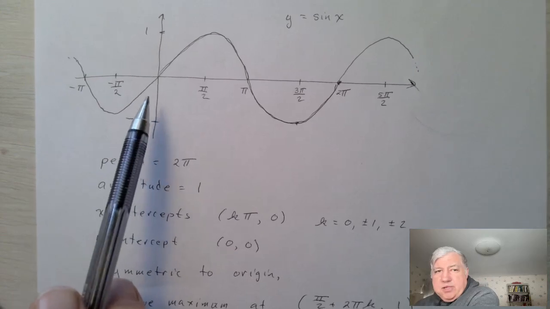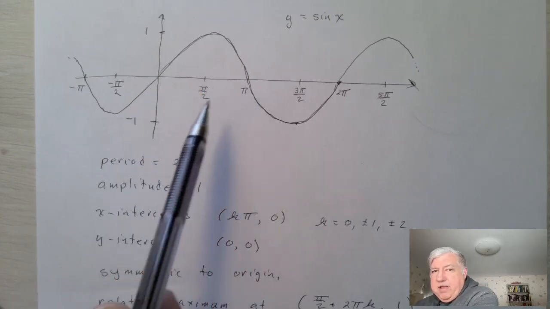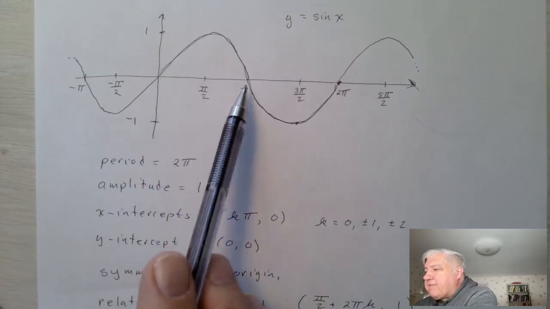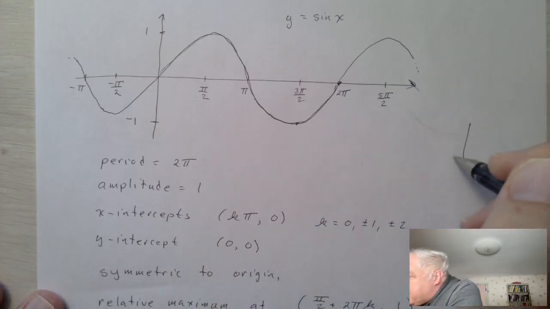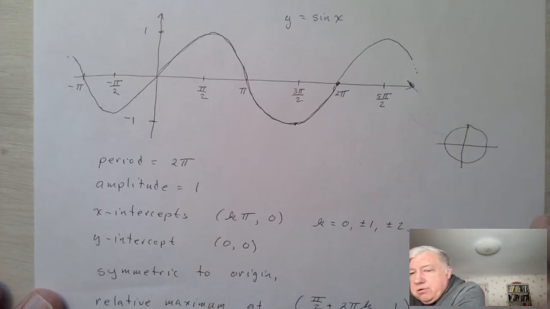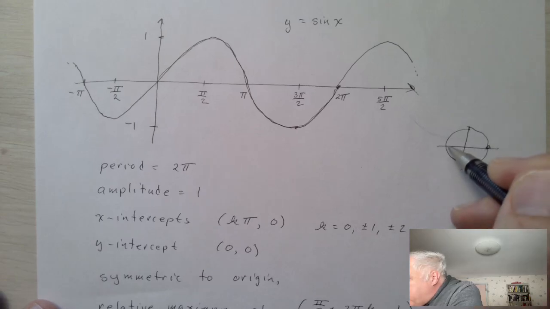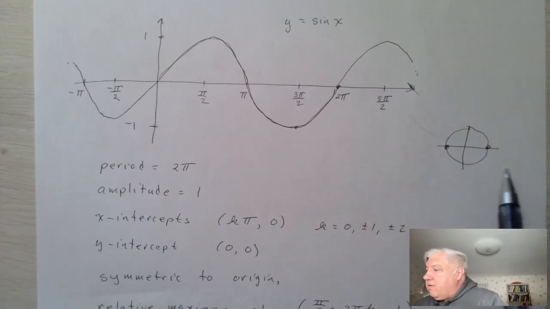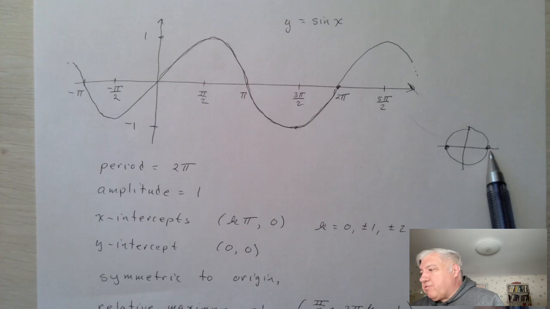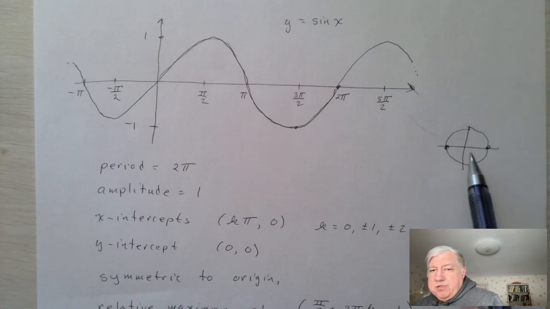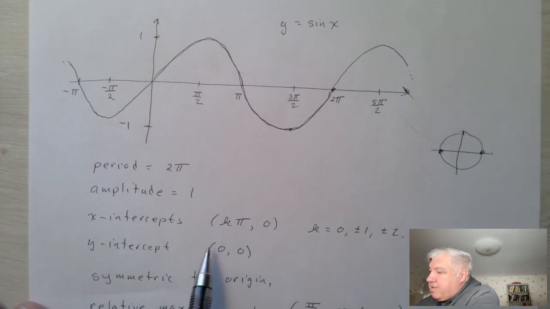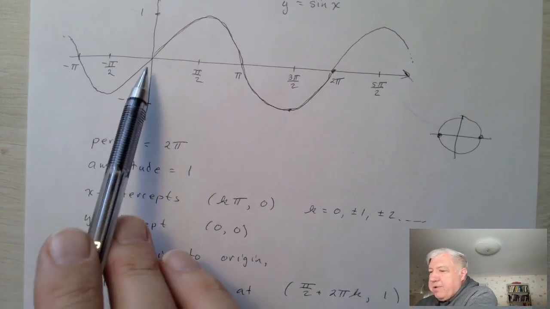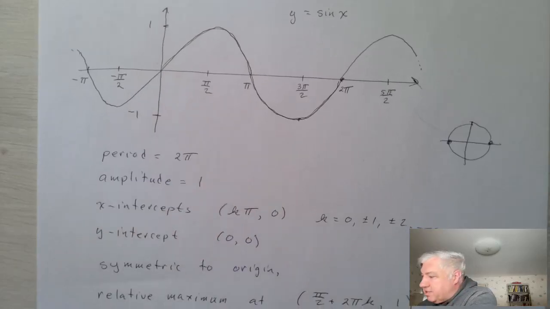We have infinitely many x-intercepts, and they're always going to be at multiples of pi. The reason for that, of course, is the unit circle. The only time we have y coordinates of 0 is when we're at 0 degrees or 180 degrees, which is the same as 0, pi, 2 pi, 3 pi, and so on. So those are the x-intercepts. We only have one y-intercept, and that's at 0.